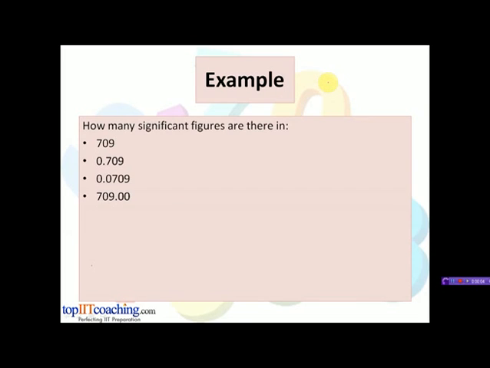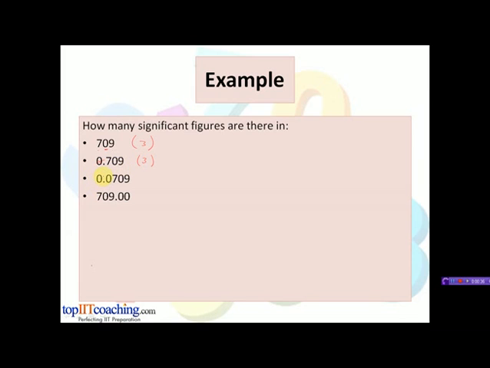Let's have a look at this example. We have to calculate the number of significant figures in these given numbers. The first is 709. The 0 is placed between two non-zero significant numbers. Therefore, the total significant figures, it's easy, is 1, 2 and 3. In this case, 0 is placed before the decimal point, so it will not be considered significant. So again, we have three significant figures in this given number.